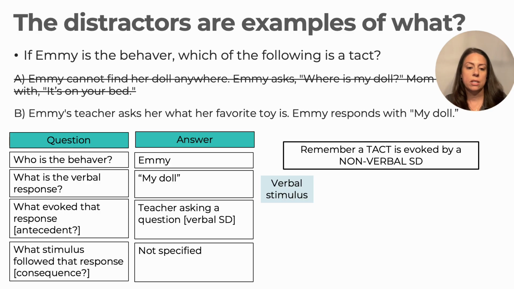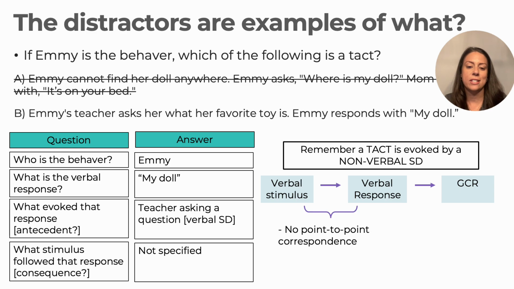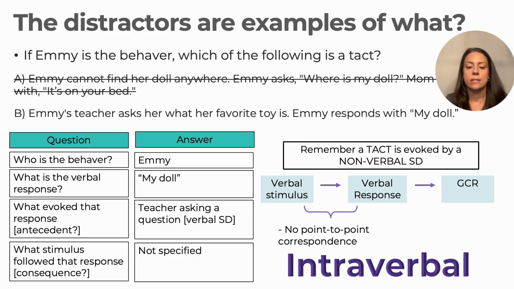The verbal stimulus is the question, what's your favorite toy? The verbal response is my doll. And we'll just throw in a generalized conditioned reinforcer there to keep the three-term contingency together. More importantly, the verbal stimulus has no point-to-point correspondence with that verbal response. So I can identify this one as an intraverbal, and then I can confidently eliminate it.